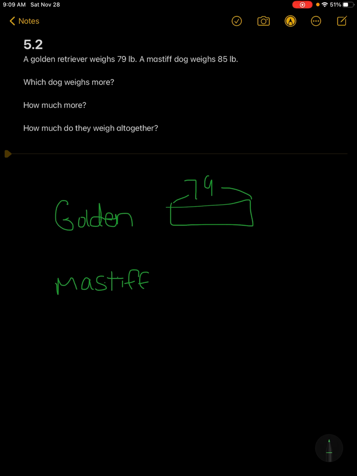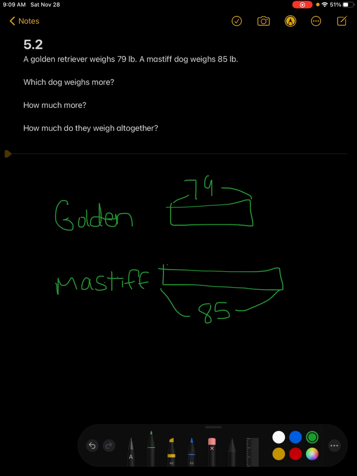And then the second sentence, a mastiff dog weighs 85. So because 85 is larger, my bar model box is going to be longer. Which dog weighs more? Well, we can see automatically that the Mastiff weighs more because the Mastiff has a longer bar. We can also see that there are more 10s in the amount that the Mastiff weighs than the Golden, so that one is larger.